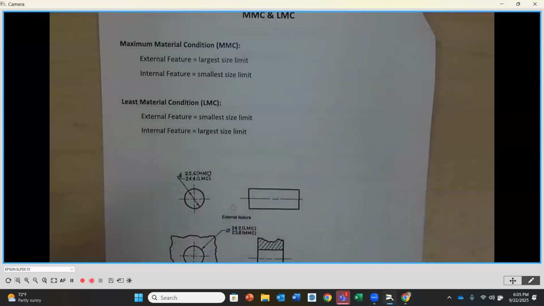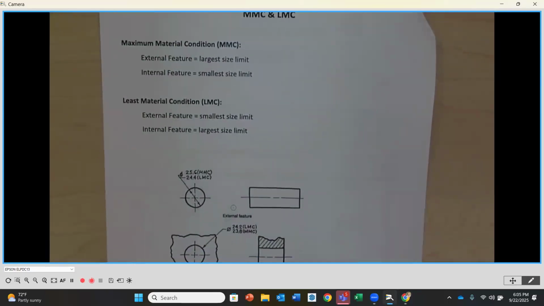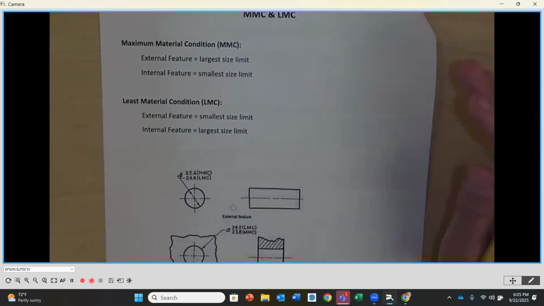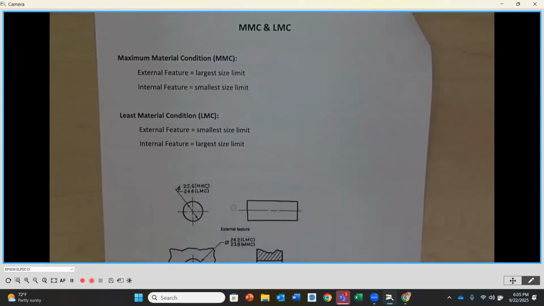This gives us a little bit more detail and a little bit more vocabulary related to the things that we've been talking about this evening. So first of all, MMC and LMC. MMC means maximum material condition, and LMC means least material condition. When I talk about MMC, I like to say it's the condition where the maximum amount of material is left after I create that feature.